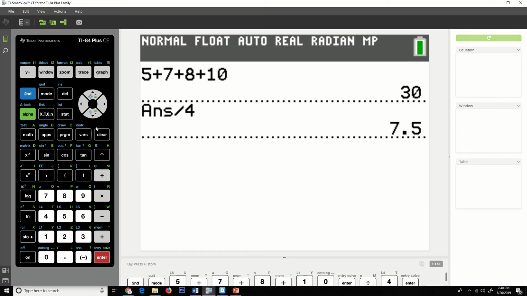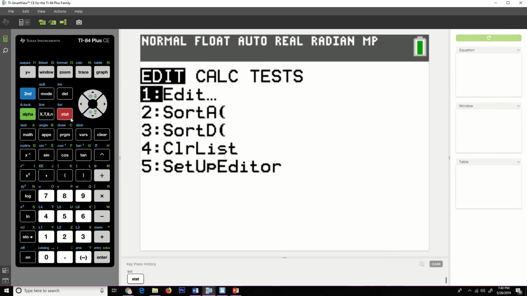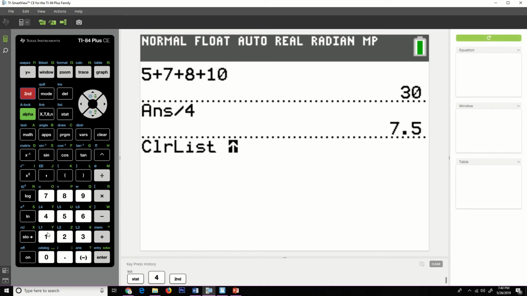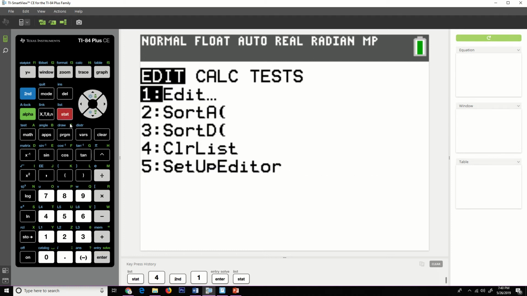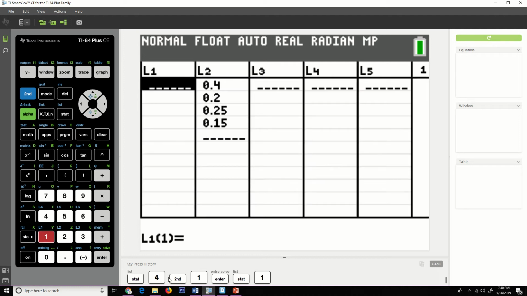So we're going to use the stat button. The first thing we always want to do whenever we're starting a new problem is clear out the lists before we enter some data. So I'm going to hit 4, then second, and then L1. We're only going to have one list in this particular problem. I hit enter, and we're done. Then I hit stat again and choose edit, and you'll notice I have some values left over from a previous problem. I think I'm actually going to use them later, but that's okay.